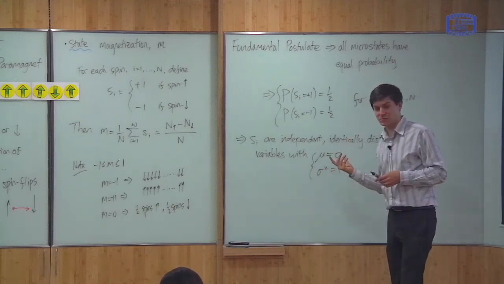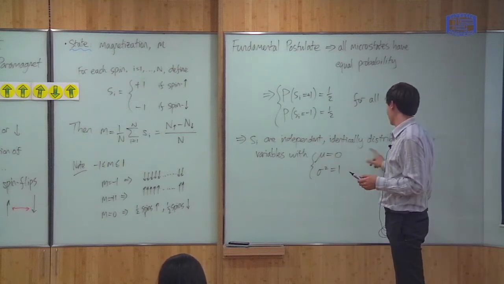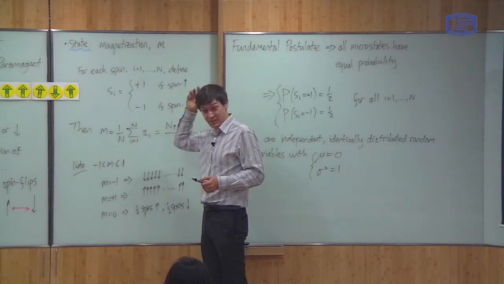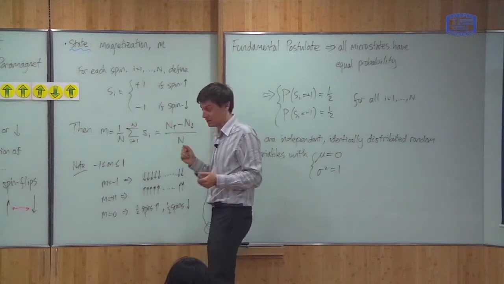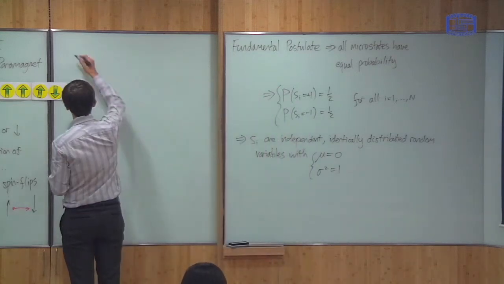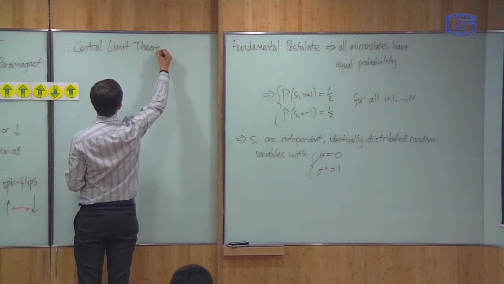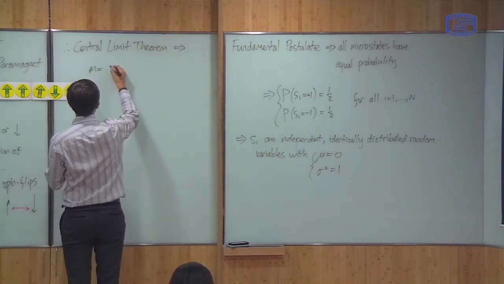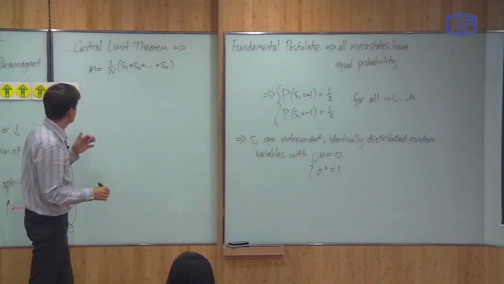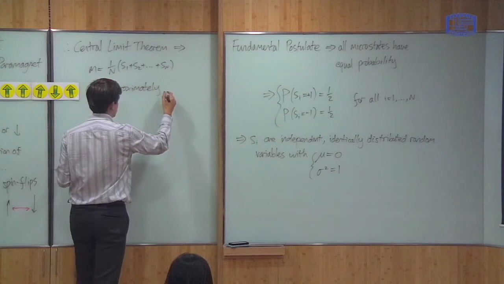Now, this is important because this is the condition for the central limit theorem. If I have a large number of random variables which are independent and identically distributed, then if I add them all together, which is what I do when I calculate the magnetization, the result must become normally distributed and it must have a certain mean and variance. So this is important because it allows us to apply the central limit theorem. Therefore, the central limit theorem implies that M, which is 1 over N times S_1 plus S_2 up to S_N, where N is large, is approximately normally distributed.